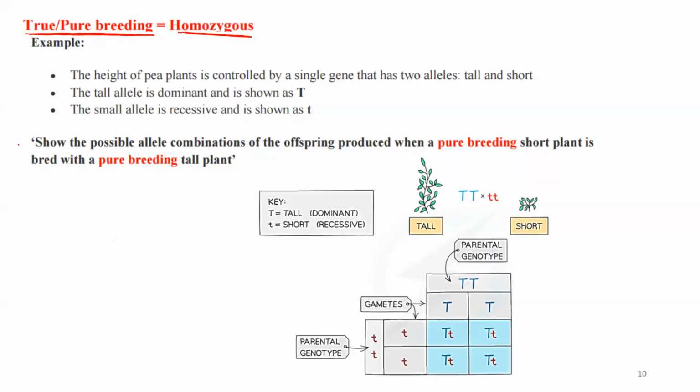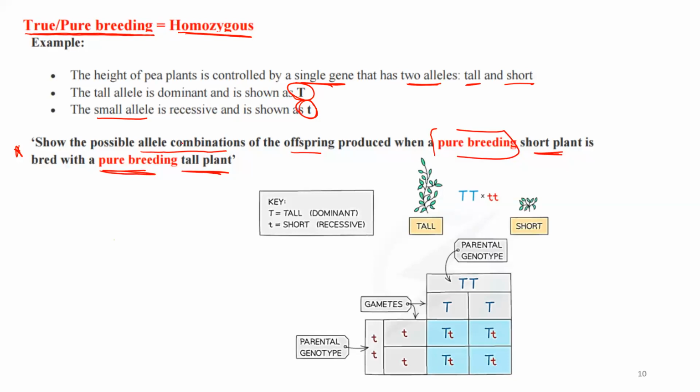Now, the questions will look like this on the exam. Show the possible allele combination of the offspring produced when a pure breeding short plant is bred with a pure breeding tall plant. At the beginning of the question, they will tell you that the height of the plant is controlled by a single gene that has two alleles, one for tall, one for short. The tall allele is dominant and it is shown as T capital. And the small allele is recessive and it is shown as T small. Okay, so now we know the alleles and what they represent.